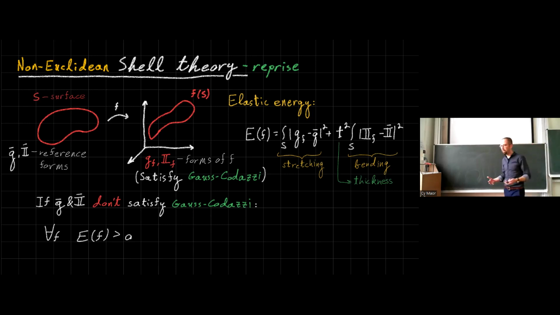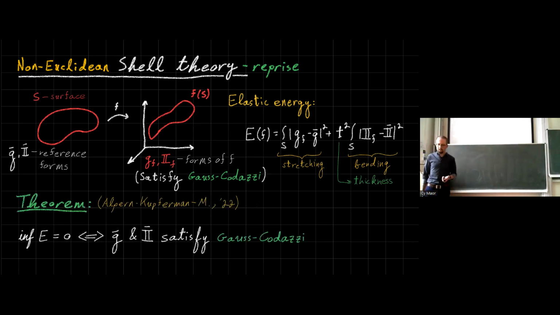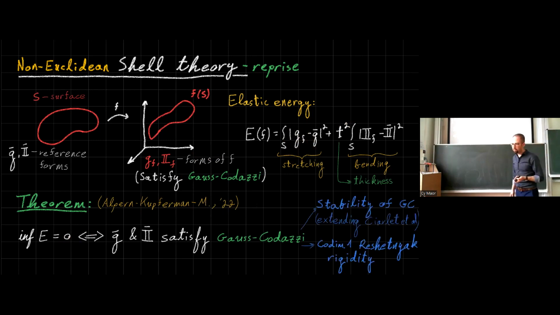So now you can ask, can we prove a similar result as before? And the answer is yes. So together with Raz Kupferman and our student Tal Alpern, we proved that the infimum of this energy is indeed 0 if and only if the first and second fundamental forms satisfy the compatibility conditions of the Gauss-Codazzi system. So you can view this theorem in two ways. One, you can think about it as a stability result for the Gauss-Codazzi system.